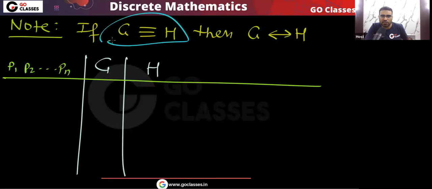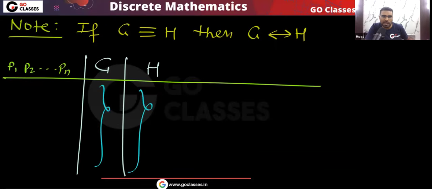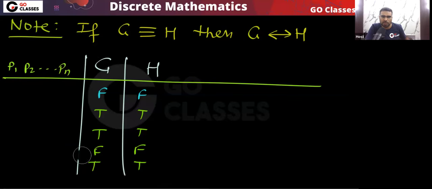But you can notice, if they are equivalent, their truth table will be the same. When this is false, this is also false. When this is true, this is also true, and so on. Because they are equivalent, their truth table will always be the same, or I can say they will always have the same truth value. Whenever this is false, this will be false. Whenever this is true, this will be true.